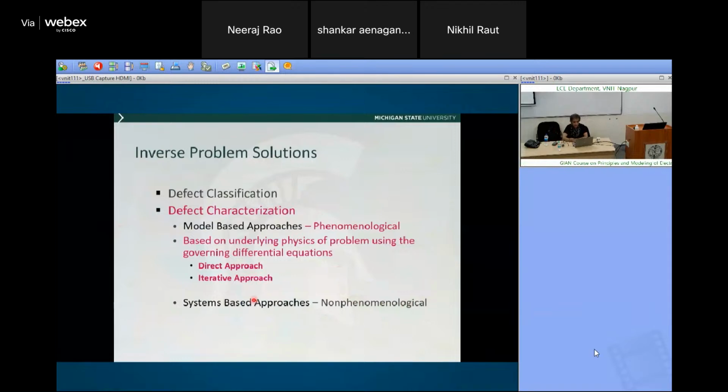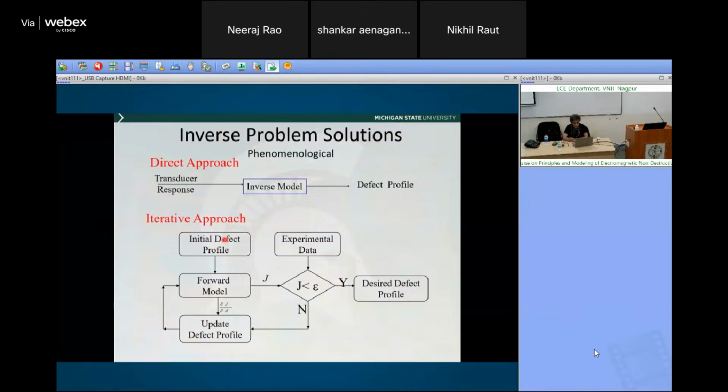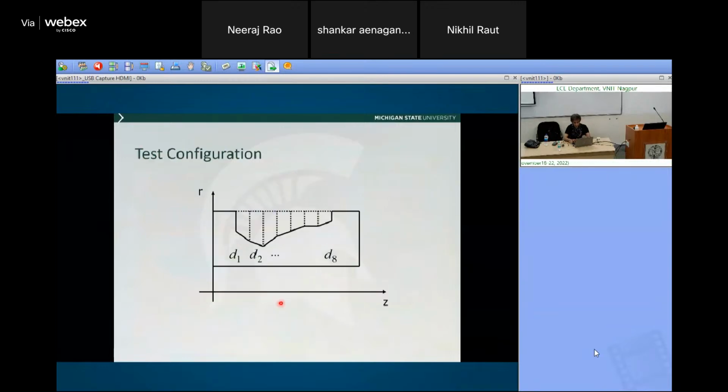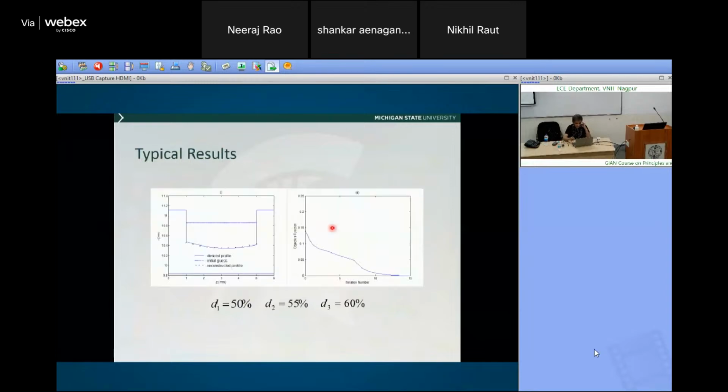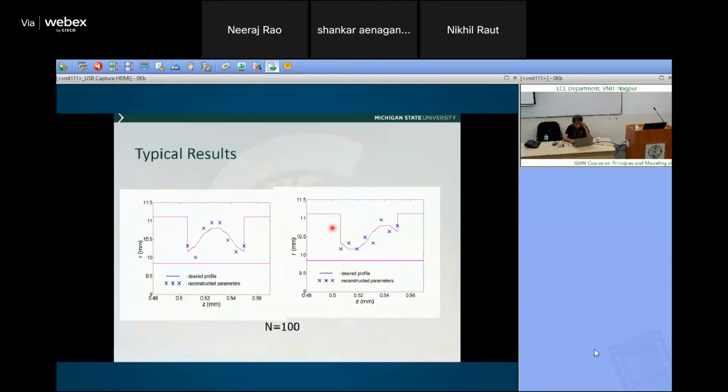The other approach, instead of the iterative approach using the direct model, is the inverse model. This is the neural network based approach, totally data driven. You have simulation data for different defect profiles, train the network, and get the result. Otherwise, you do the iterative approach, in which you can parameterize your defect profile in terms of depth at each location and do that.